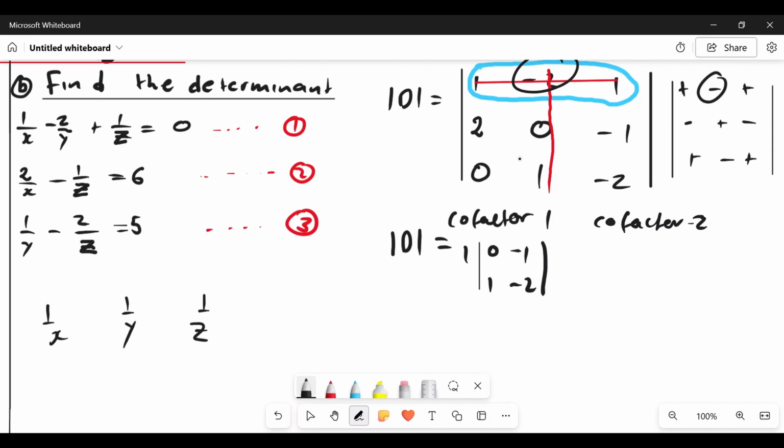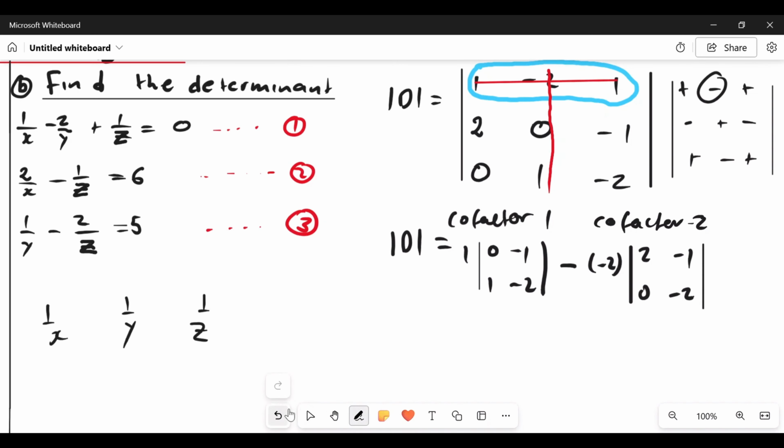As you can see, 2 is there. It's going to be minus, but our 2 is also negative. So what is it that you are left with here? Our minor or the square matrix is going to be 2, -1, 0, -2. Now that we are finished with this one, let's do the other one where the cofactor is 1.